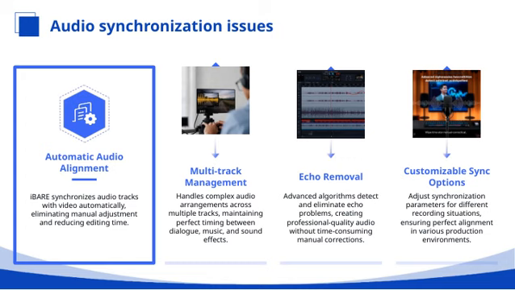Next, handling complex audio arrangements is essential, especially when working with multiple tracks. iBARE manages multi-track audio seamlessly, ensuring that dialogue, music, and sound effects stay perfectly timed with each other. This synchronization is crucial for a professional quality production. Another important aspect is echo removal. Using advanced algorithms, iBARE can detect and eliminate echo problems. This results in clean, clear audio without the need for time-consuming manual corrections, saving both time and effort.